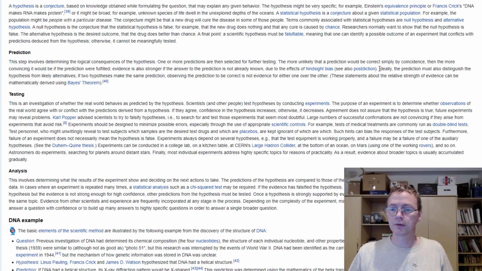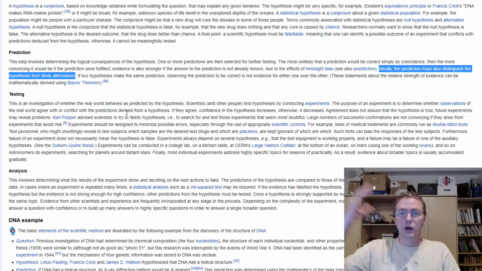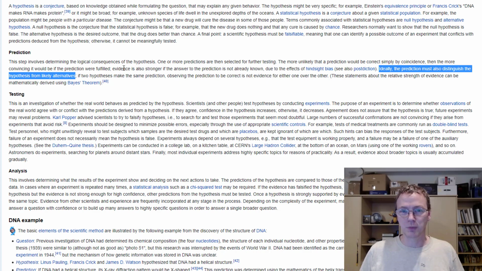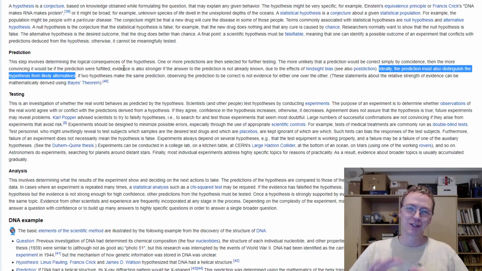Okay, here we go, right here. Ideally, the prediction must also distinguish the hypothesis from likely alternatives. This is what I'm talking about with the raspberry versus the strawberry jam. Or if you're following along, this is precisely my point with the Eggsperiment from our friend. If you're following me, you know who did the Eggsperiment. I'm not going to name names, but you know whose Eggsperiment I'm talking about.